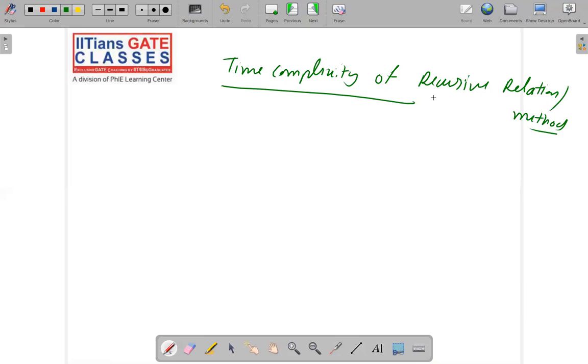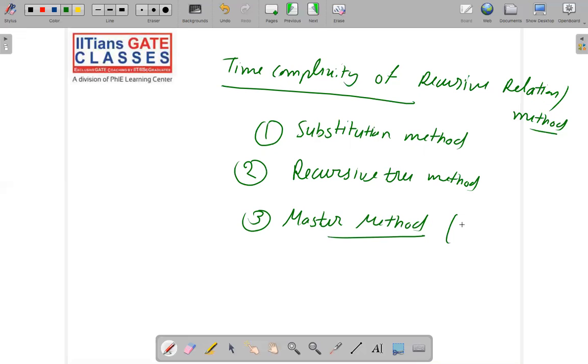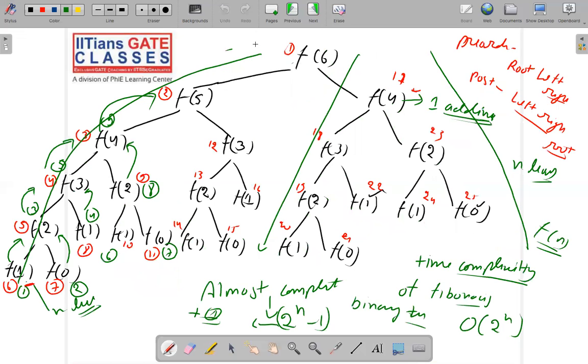The time complexity of recursive relation can be calculated using the substitution method. Second one is the recursive tree method. And third one is the master method. Master method has the master theorem. So I'll be explaining master theorem to you. And recursive tree method you have already seen.